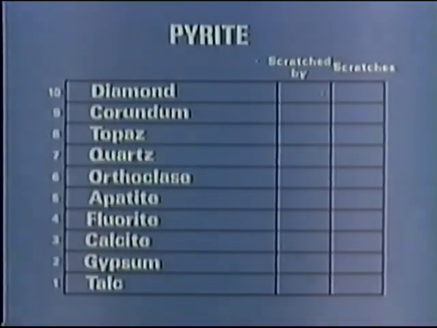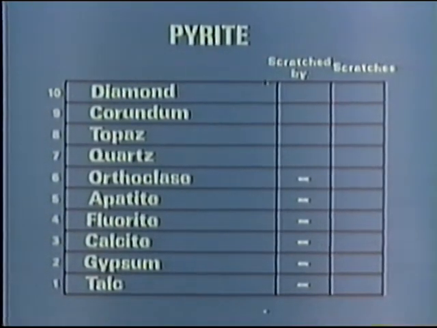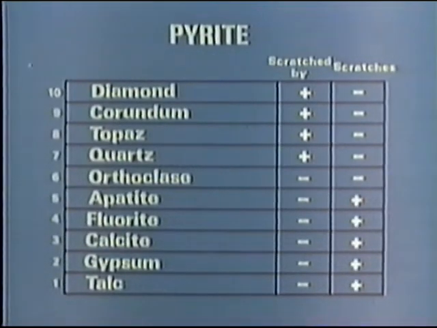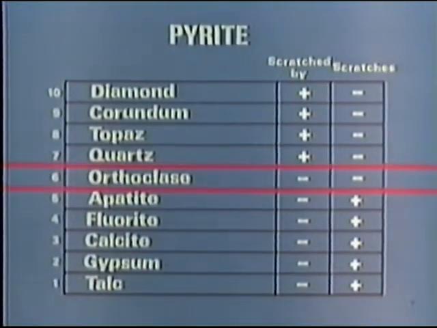To determine the hardness of the mineral pyrite, we try to scratch it with each of the minerals on the scale. The first mineral that will scratch it is quartz, so it must be softer than quartz. It will not scratch quartz or orthoclase, but it will scratch the others. It is softer than quartz and harder than apatite, or about the same hardness as orthoclase. Pyrite is said to have a hardness of 6.